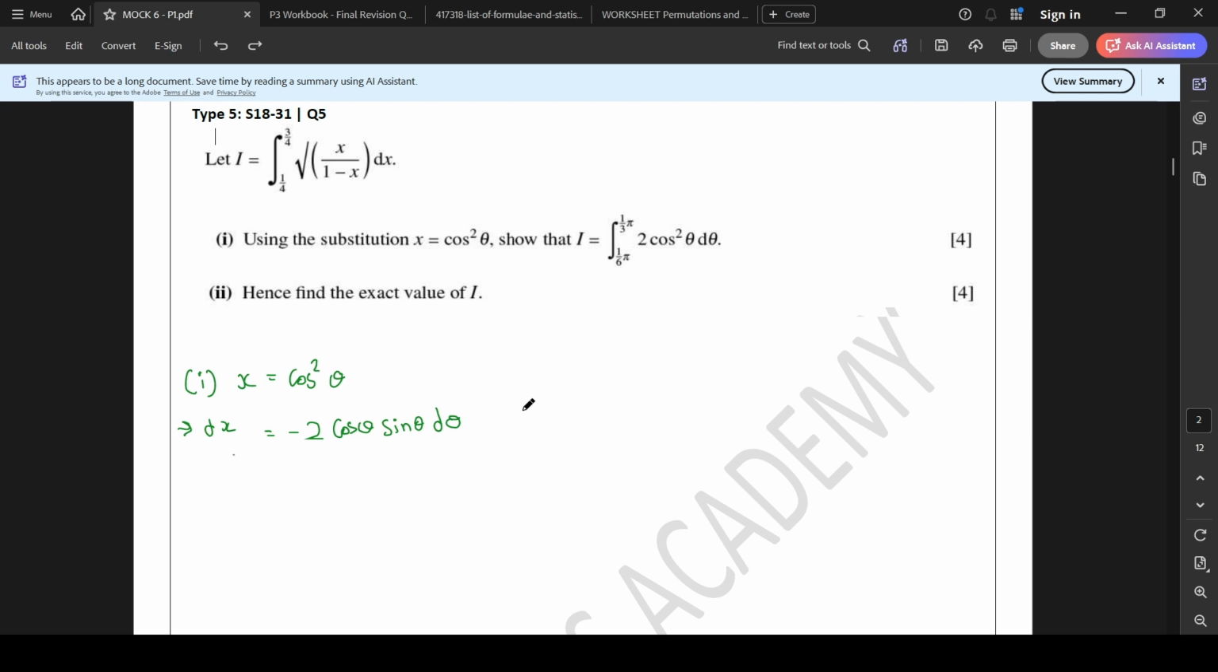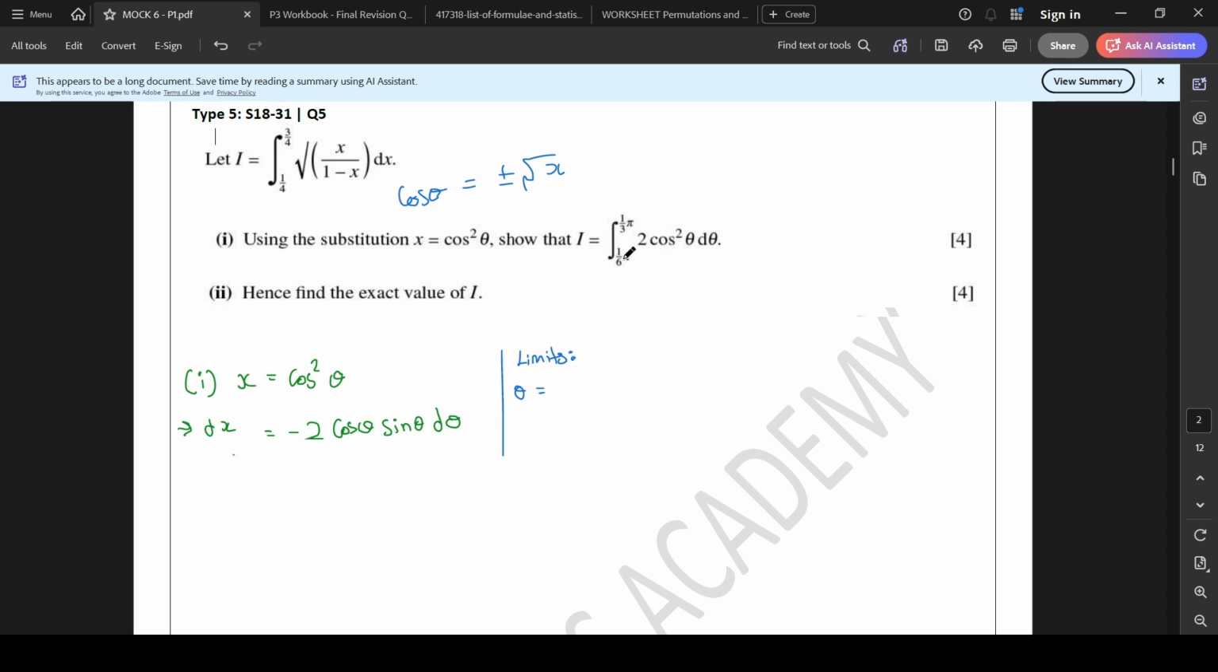Now, once I'm done with this, I also need to find the limits. Now, to find the limits, I need to find from x, what is theta. For that, I need to make theta the subject of formula. So for that, I can just write limits over here. And then I'm trying to find theta is equal to square root of x, but it could be plus and minus square root of x both. And then you're having cos theta is equal to this.